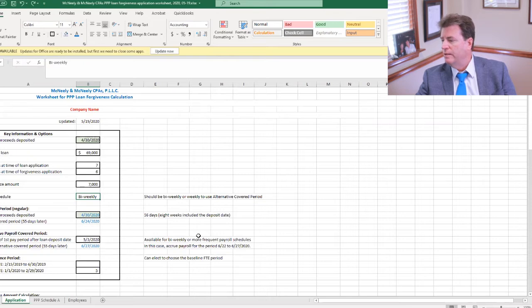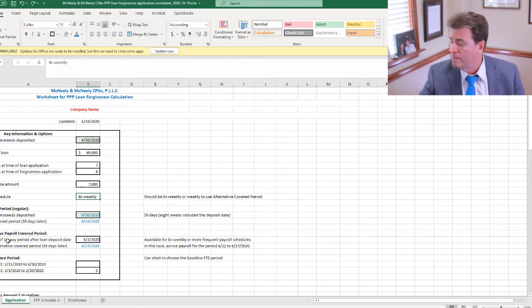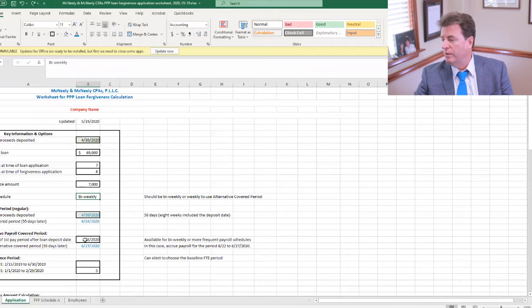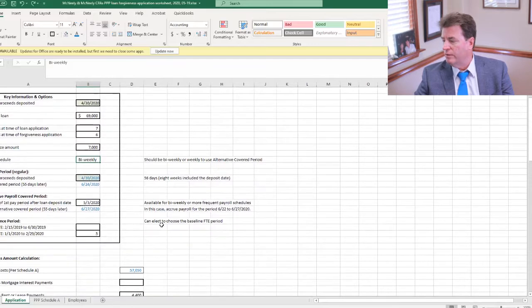They pay biweekly. Now the covered period, and this applies to other non-payroll costs, is 56 days, including the date of deposit in the example they have. So this period goes from April 30 to June 24. You have the option to take the alternative payroll covered period. Let's say that was a Sunday or a Monday, 5/3, I don't remember exactly, but let's say the pay period started then after the date of deposit on the 3rd. The period would end on the 27th.